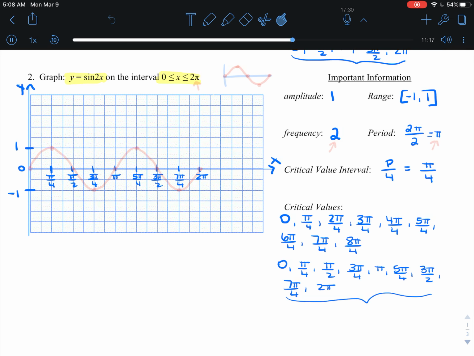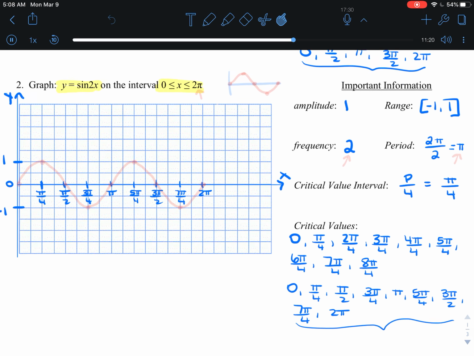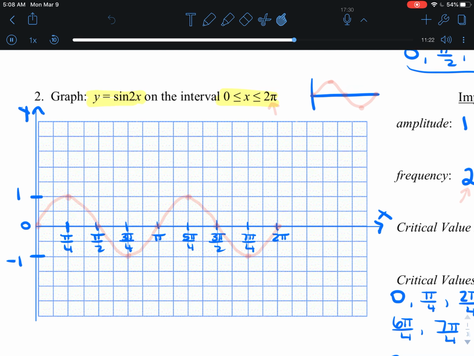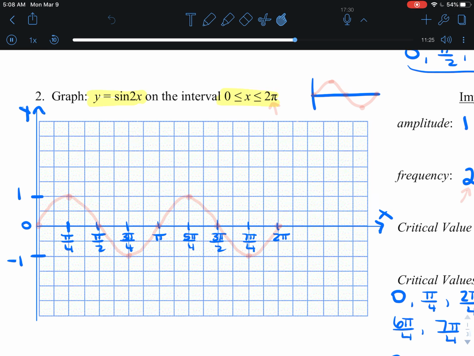Okay, now for sine, let's do what we did before for cosine. So for sine, a complete sine curve will start at the middle. It will go to its maximum, back to the middle, minimum, back to the middle. So if this is my sine curve, let's try to recreate that on our grid. So I'm going to start plotting my sine curve at the middle at 0, 0. At my first critical value, I'm going to go up to 1, my maximum.